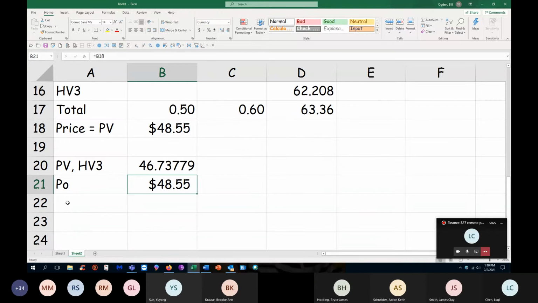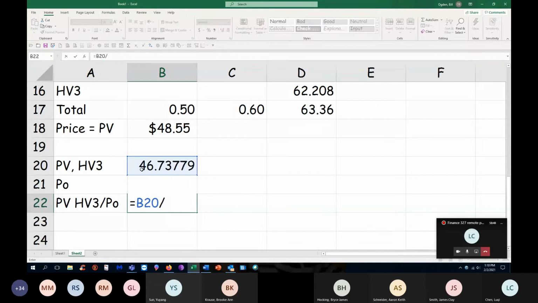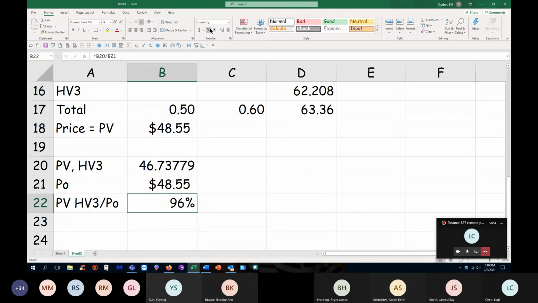And so what percent are we seeing here? So we're going to do PB8, HB3 divided by... 0. And what do we get? And let's show that as a percent. All right, so 96% of the value which we estimated is due to our estimate of the horizon value.